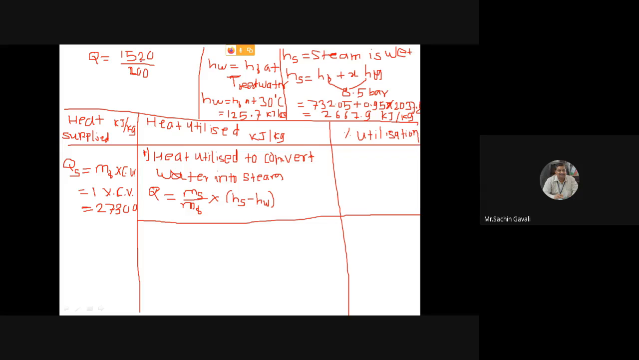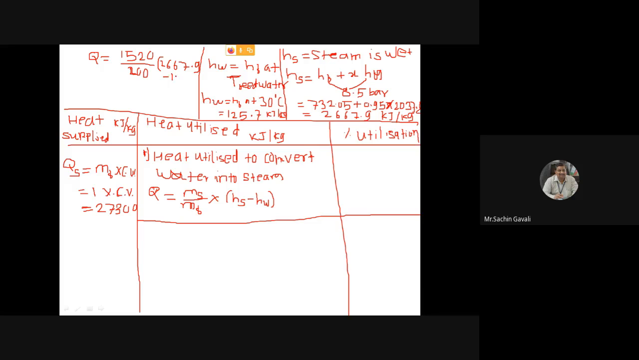MS we got now 1520, MF is 200, HS we got, and HW we got. So Q is equal to HS, how much? 2667.9. प्रथमेश बरोबर आहे का हो? Yes, sir. बरोबर आहे. ओके. Others are also getting. कोणाला ऑब्जेक्शन नाही ना? सगळ्यांचं व्हॅल्यू 2667.9 आलं का? ओके.